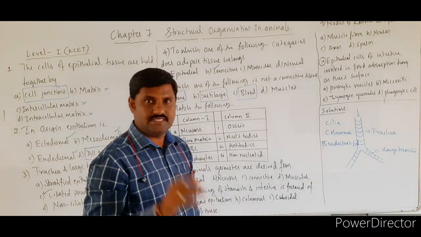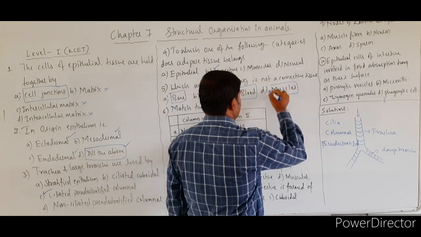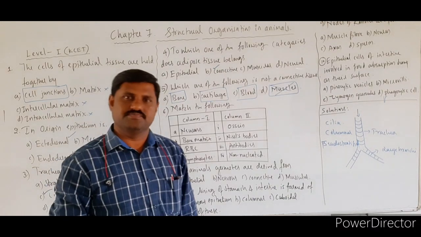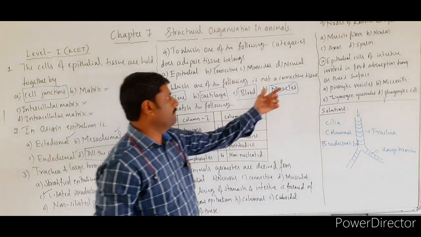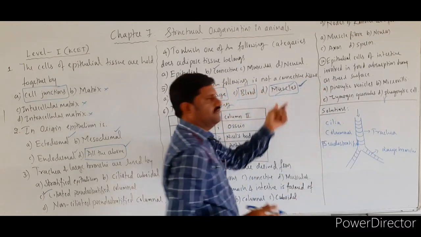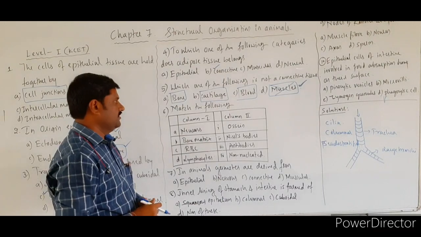But muscles are not at all connective tissue. It comes under muscular tissue. That's why the answer is muscles. So muscles itself is the correct answer for this question, right? So the next question, what is that?